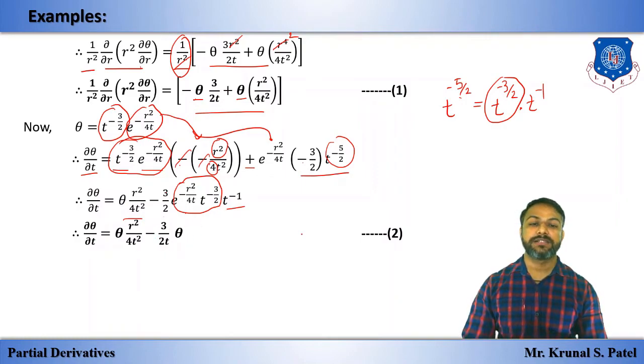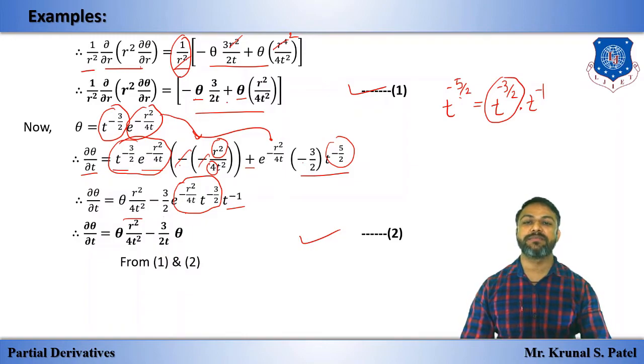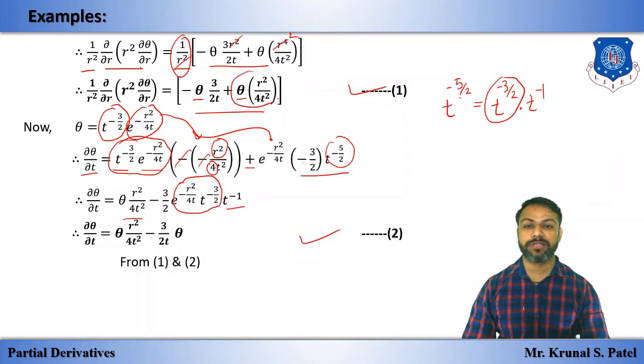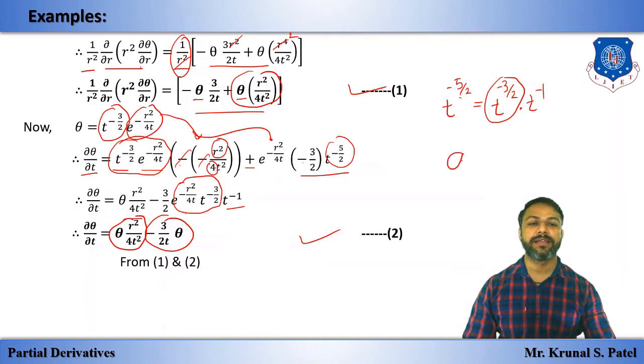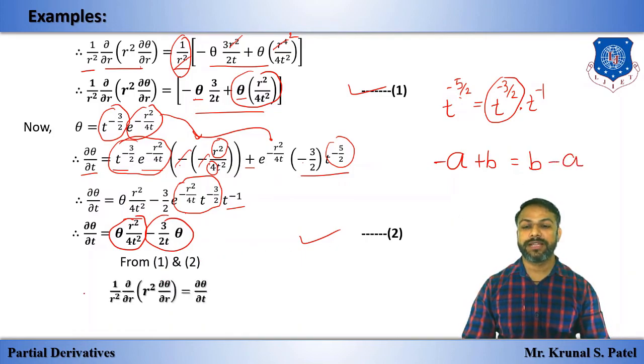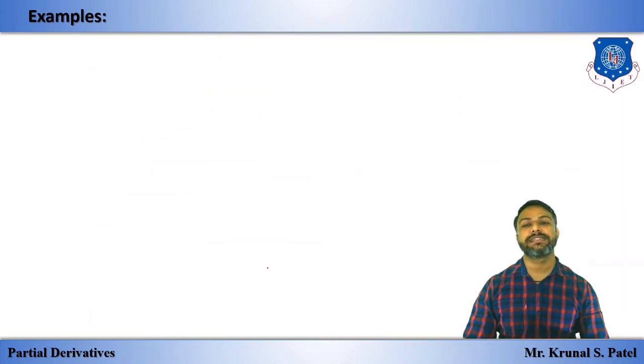This is our equation number 2, and it is clearly seen that equation number 1 and 2 are the same. See, theta into r square by 4t square with a plus sign is here, and minus theta into 3 by 2t with a minus sign is here. So both are the same. You can write minus a plus b or b minus a, both are the same. So the left hand side is equal to the right hand side.